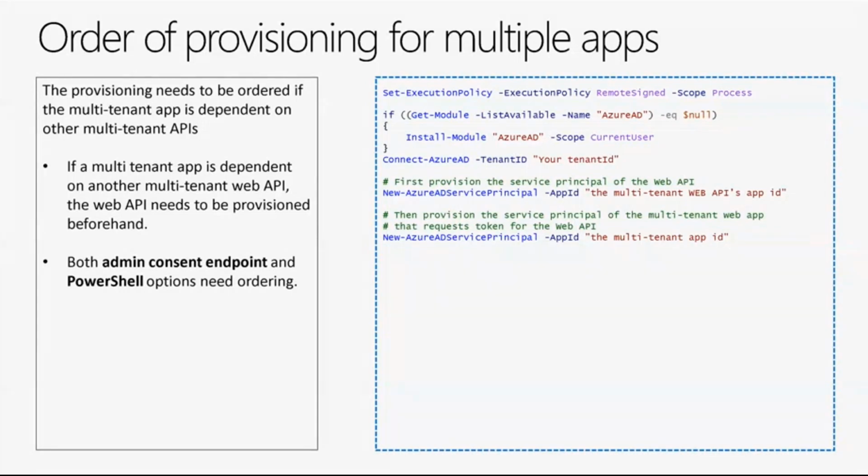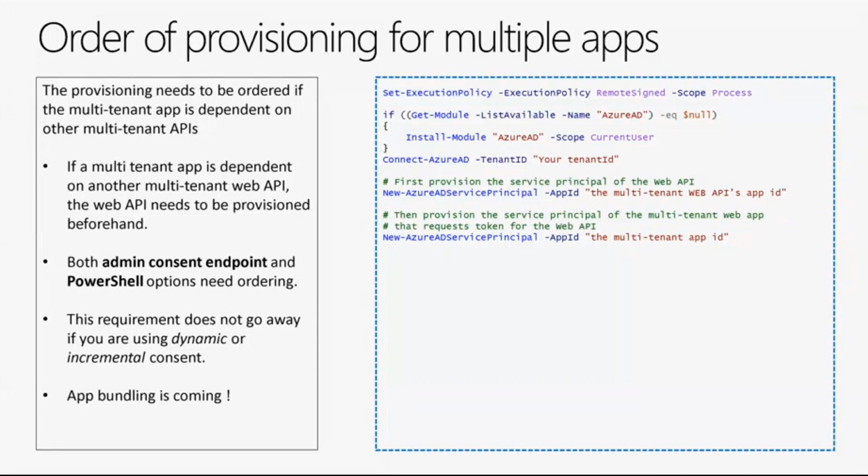You have to basically do the same thing for the admin consent endpoint as well. Even if you are aware of dynamic or incremental consent with web APIs, just make sure that you still do it. It will not be automatically provisioned for you. Now, this has become a common enough ask. We are working on a feature called app bundling, where using the admin consent endpoint, the multi-tenant application itself, or all of the other dependent multi-tenant web APIs that are part of that application, can be bundled together and consented in one go. But today you have to take this multi-step approach to provision your applications and its dependencies in a customer tenant.